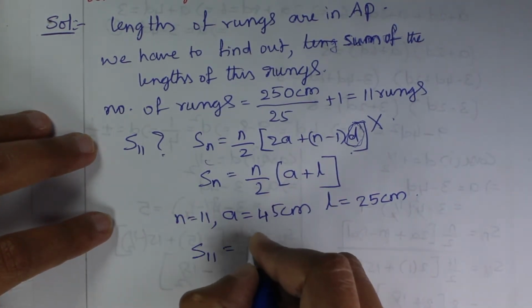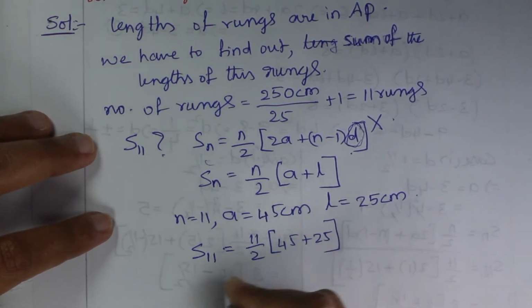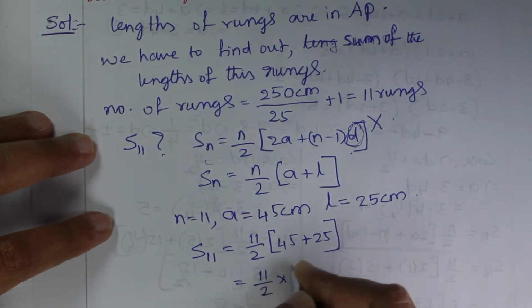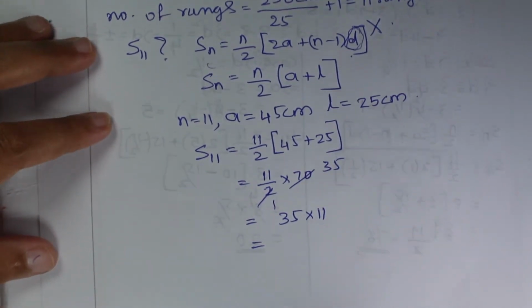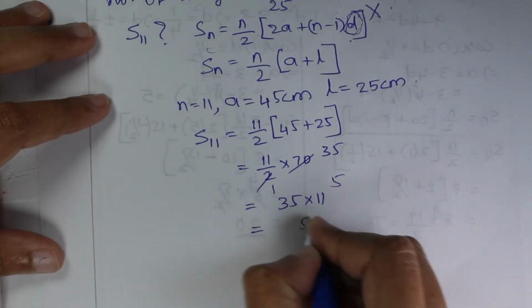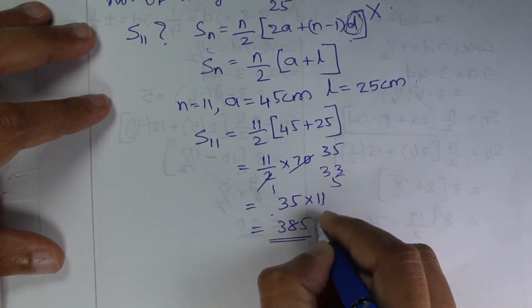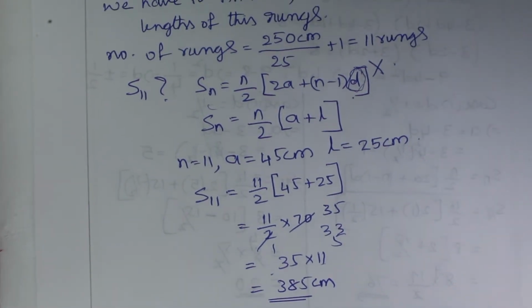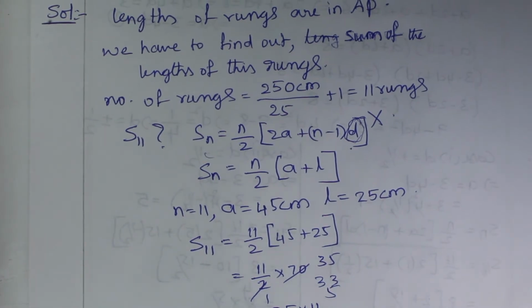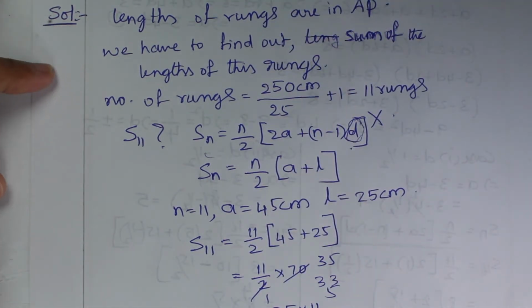S11 is equal to 11 by 2 into 45 plus 25, that is equal to 11 by 2 into 70. 2 ones are 35, that is equal to 35 into 11. 11 5s are 55, 11 3s are 33, 385. So the length of the wood required for the rungs is 385 centimeters.